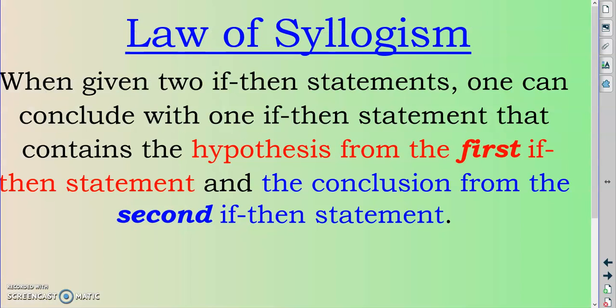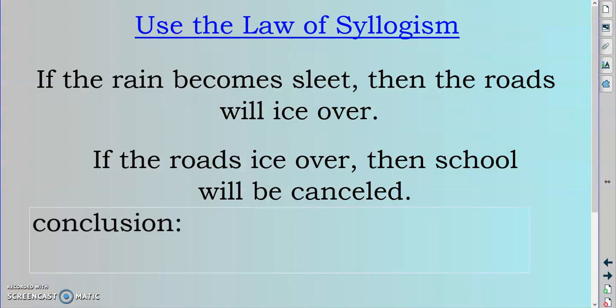Law of syllogism: when given two if-then statements, one can conclude with one if-then statement that contains the hypothesis from the first if-then statement and the conclusion from the second if-then statement. So I'll show you what that means.